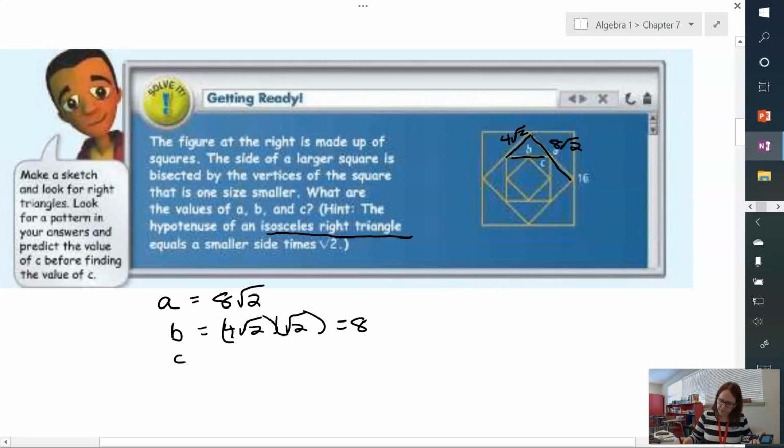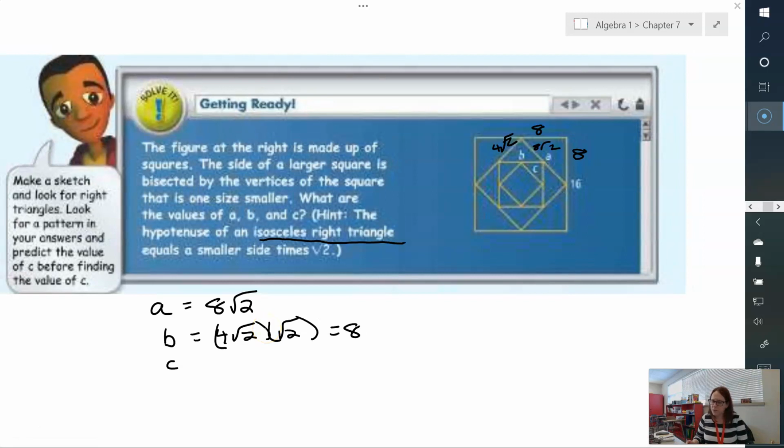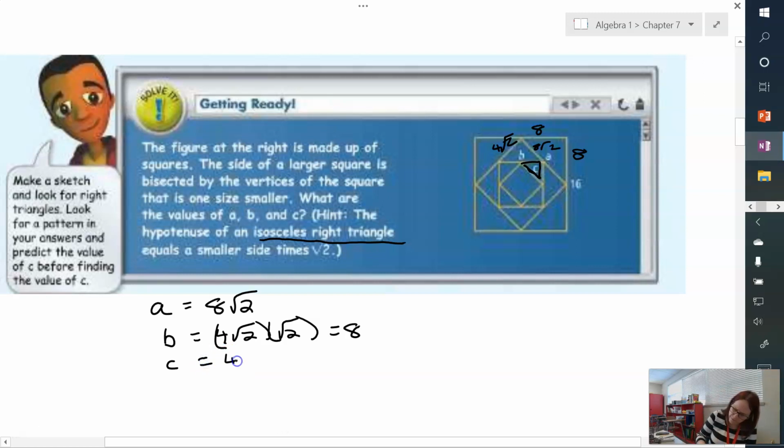And then C. Now let's do C. So C is the hypotenuse right in here. Each little leg on C is going to be half of B, so that's going to be 4. And then you multiply that by root 2, so you get 4 root 2. And I can go ahead and punch that into my calculator. 4 times the square root of 2 is 5.65.